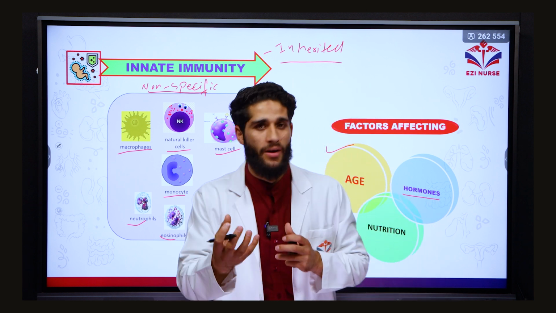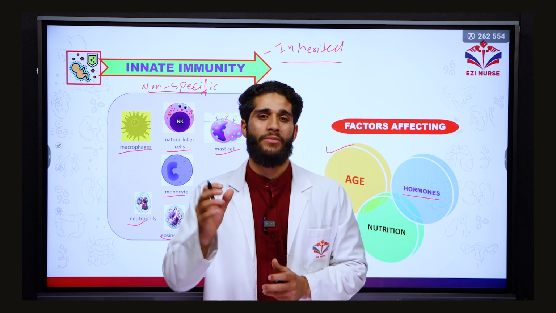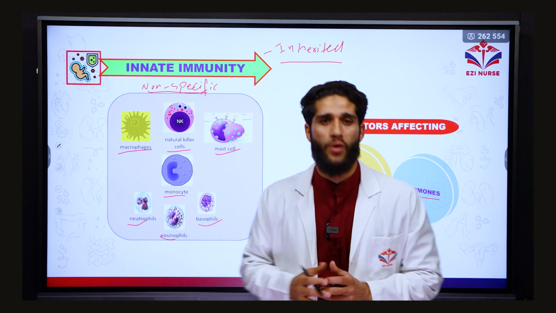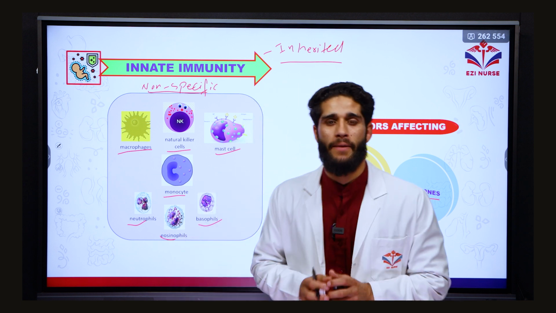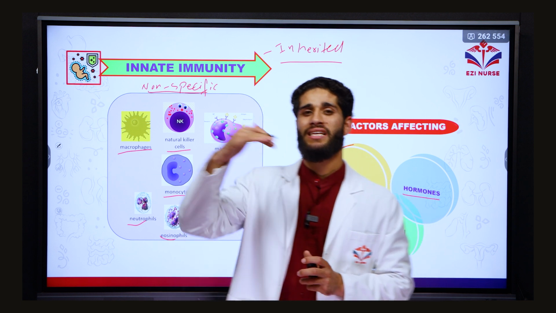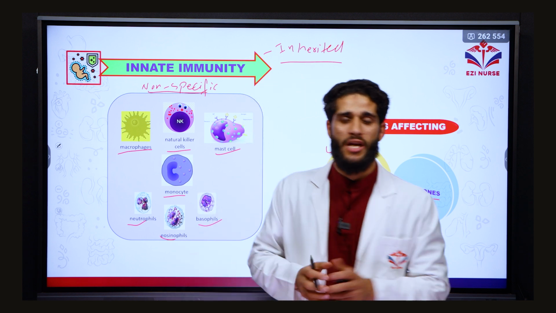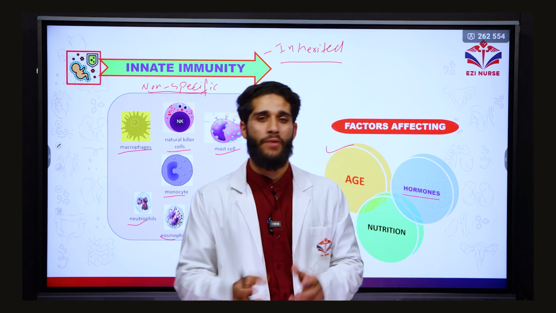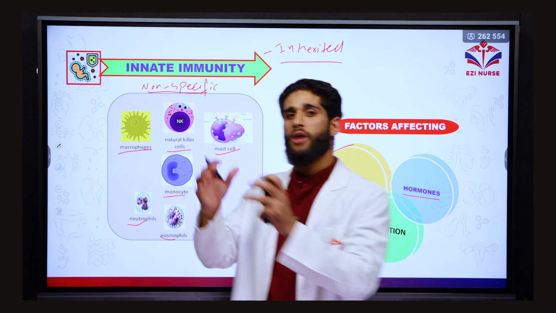In the mouth, we have saliva. That saliva has different types of chemicals that protect us from bacteria and microorganisms. In the stomach, we have increased acidity, a decrease in pH. That means an increase in the acidity level in the stomach, which attacks and destroys microorganisms. In the intestine, we have the intestinal flora that reduces the colonization of pathogens.